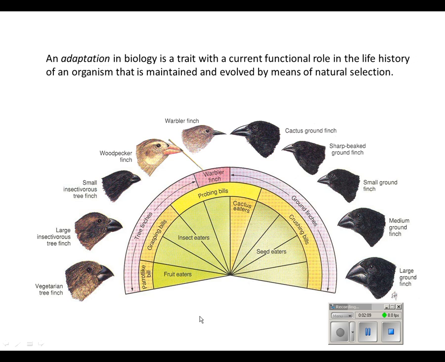And these are adaptations, and an adaptation in biology is a trait with a current functional role in the life history of an organism that's maintained and evolved by means of natural selection. So think of an adaptation, it's a trait, it's functional, okay? It's good for the organism to survive, and it's maintained because it's going to be passed on from generation to generation in the gametes.